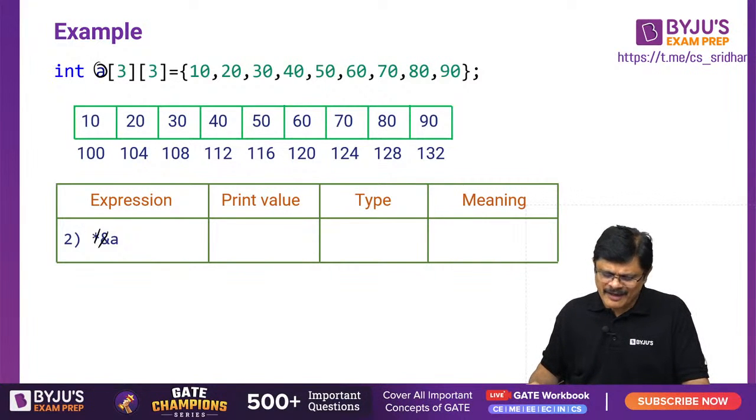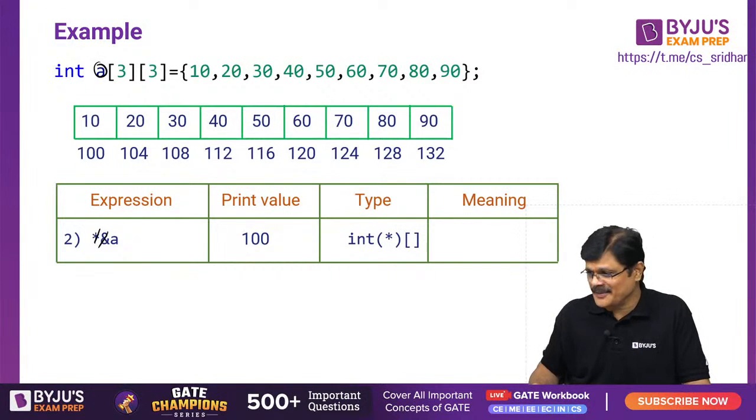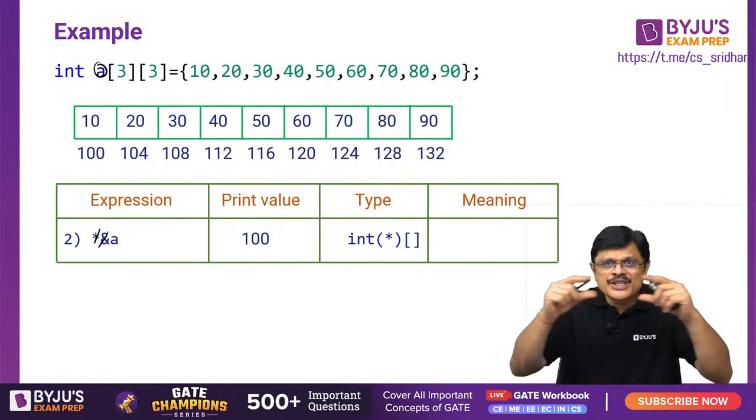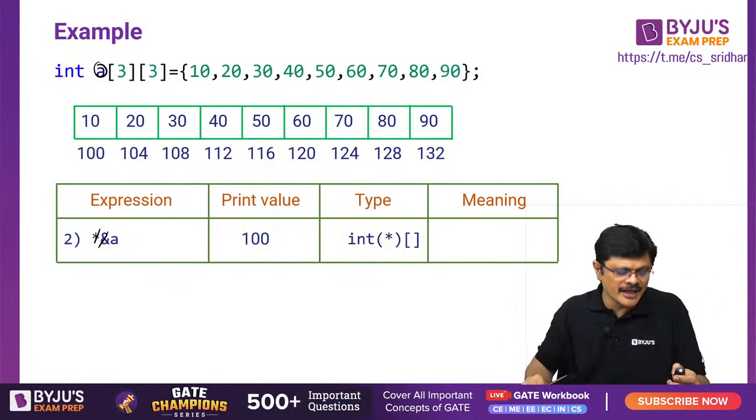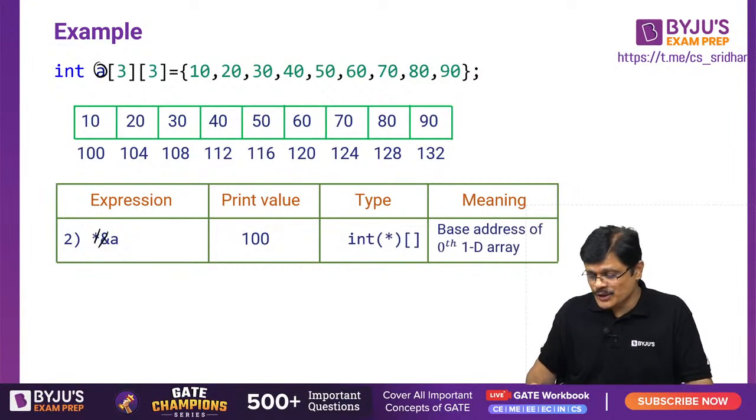So what is the print value here? Also 100. The type is pointer to an array. It is a pointer to the 0th 1D array. It is the base address of the 0th 1D array. All of you able to follow?